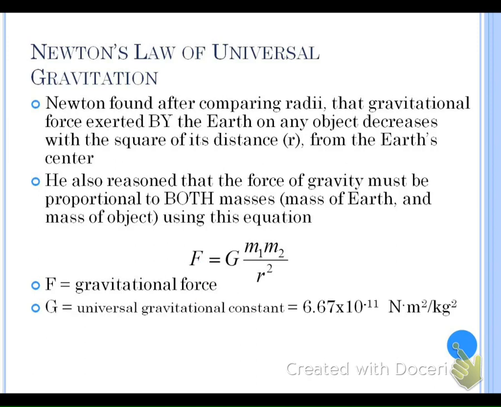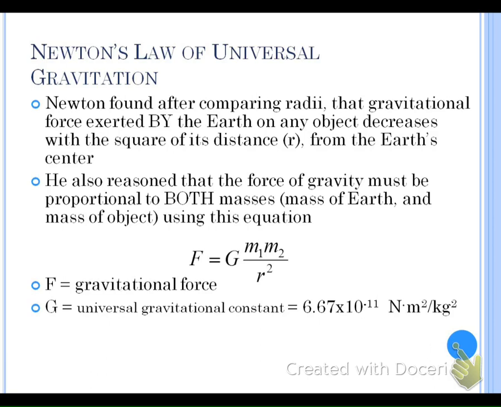Our capital G is called the universal gravitational constant. This is a number that's constant no matter what equation you use it in, or what other objects you use it with. The constant is 6.67 times 10 to the negative 11th, and our units for this are newtons times meters squared over kilograms squared. Unfortunately, there's no short unit for this like there was for the newton. The units for the gravitational constant aren't quite as important, just as long as we have that number correct.